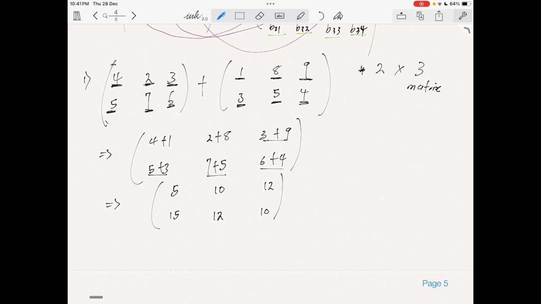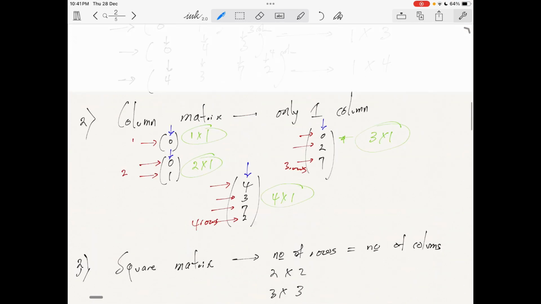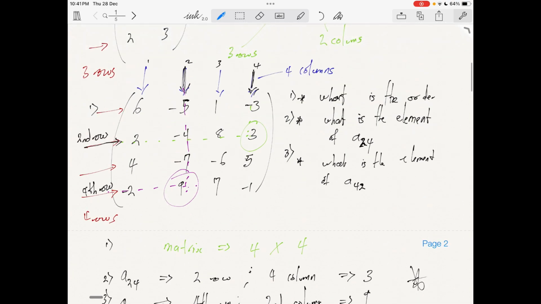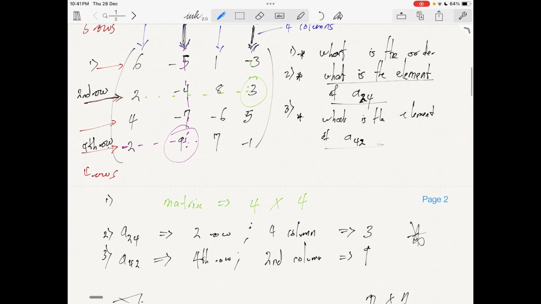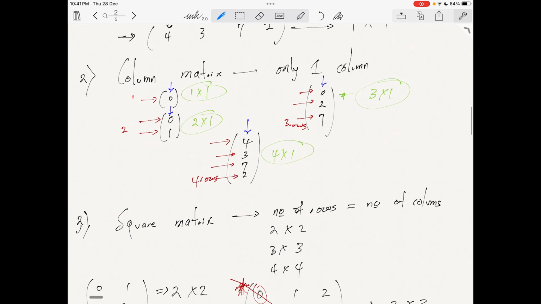So our understanding of knowing the locations of an element, like we did previously, such as what is the element at A24, what is the element at A42. Let's break it down further.